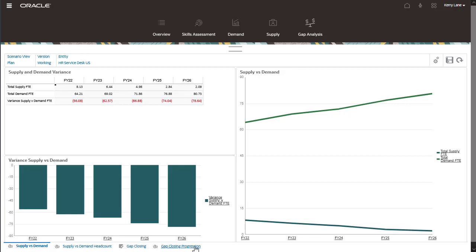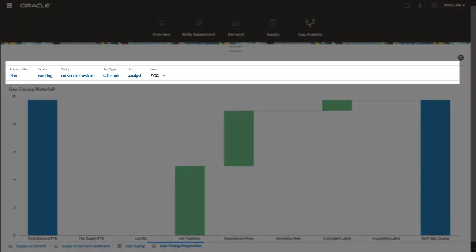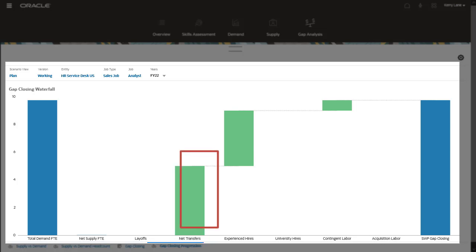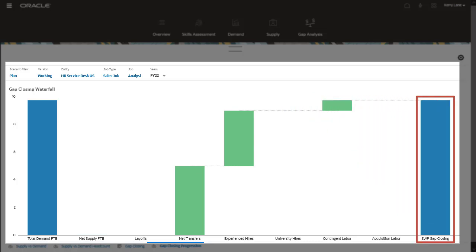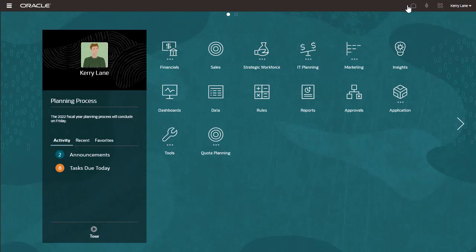Take a look at a strategic job like analyst for FY22. There are 10 FTEs needed. How do I address that? I could transfer some people, or do some experienced hiring, or perhaps bring in some contingent labor. The goal is to plan the skills and supply to close the gap. There is a huge amount of spending to transform the business to perhaps become a more digital organization.